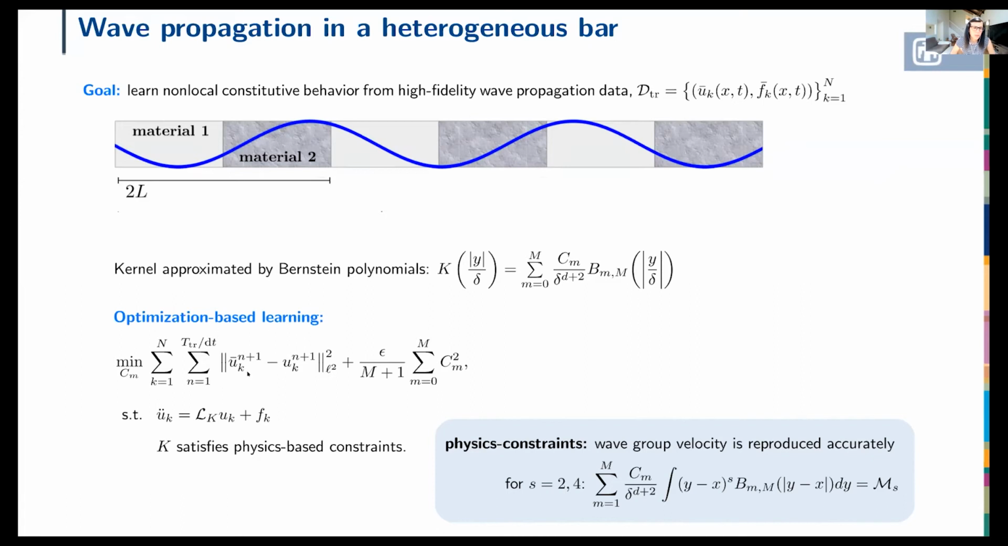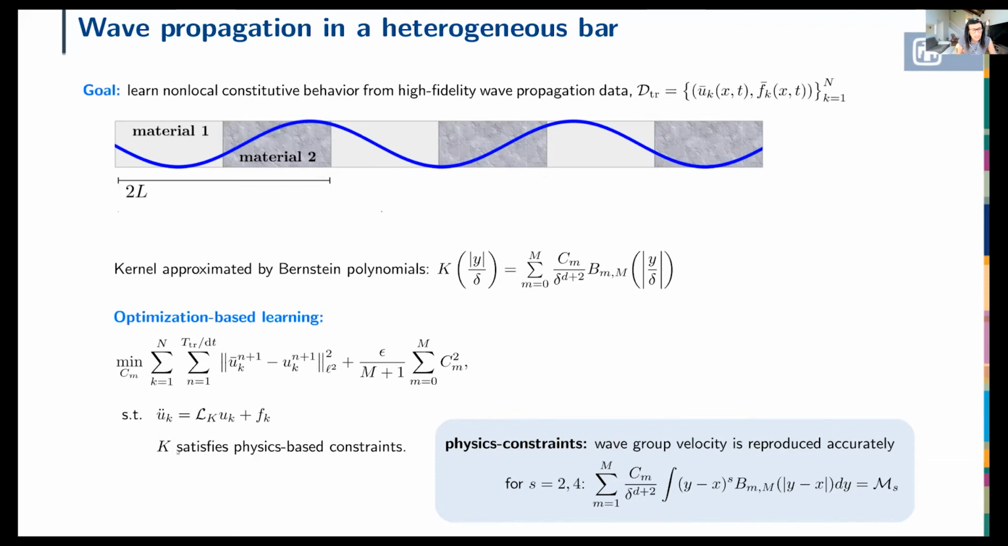So here the loss function is different. We're simply minimizing the difference between the predicted displacement and the measurement, the high fidelity displacement that we have. And we have a simple Tikhonov-like regularization of the coefficients. And the constraints are the nonlocal equations. Now, the reason why we didn't use the minimization of the residual is because we were not getting accurate results. So we had to match the displacement to get accurate results.